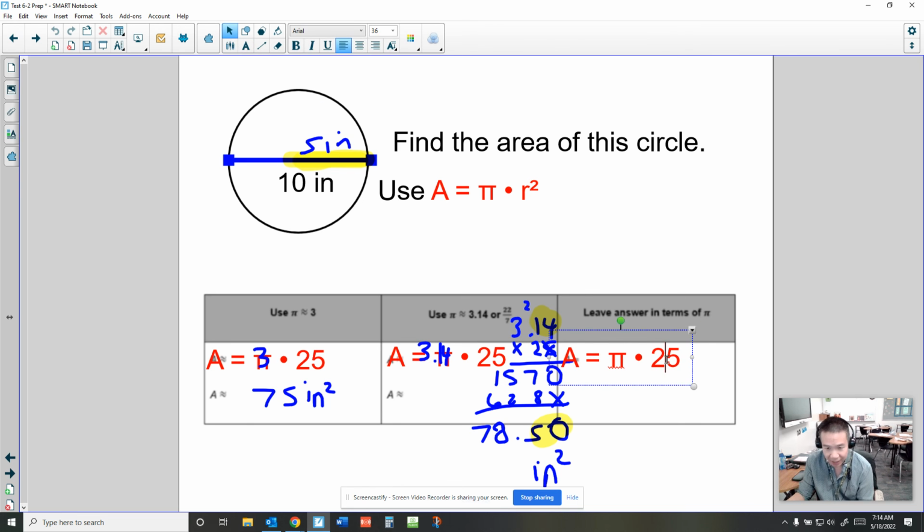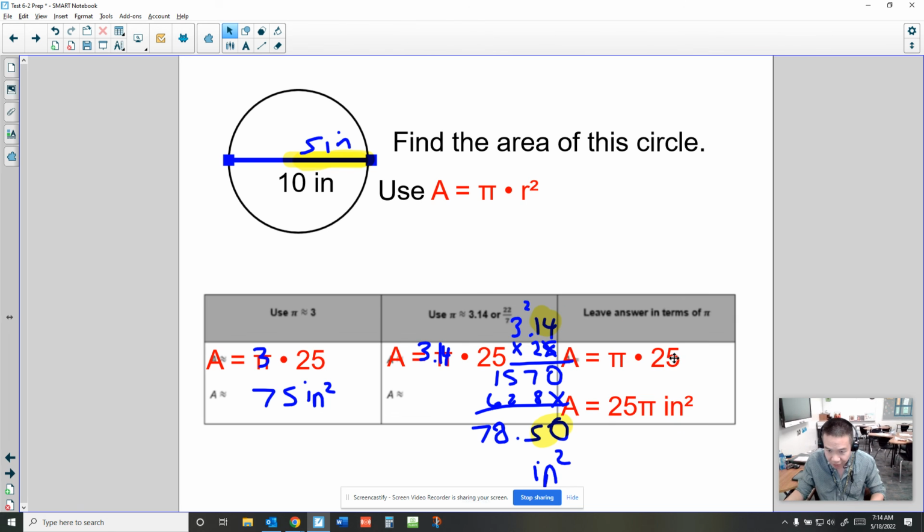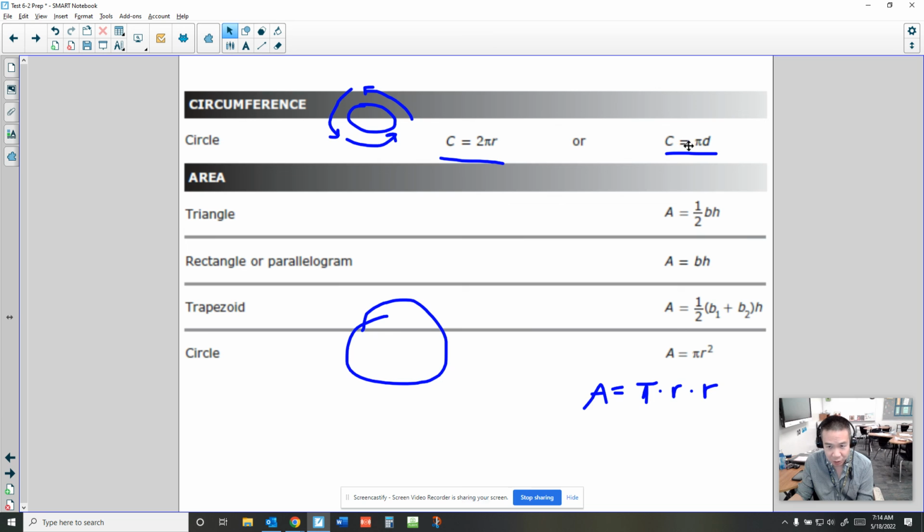So we're just leaving the answer as is. However, another way you could rewrite this is pi times 25. What about just 25 pi? Don't forget the units, inches squared. Let's write this here, inches squared. And that is how you find the circumference and area. Circumference is C equals pi d. Area is A equals pi times radius squared.